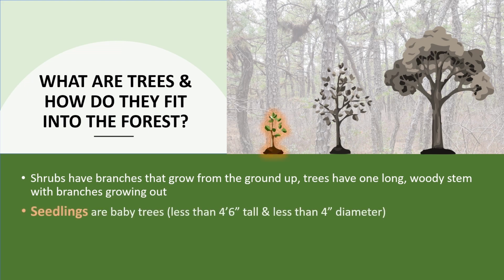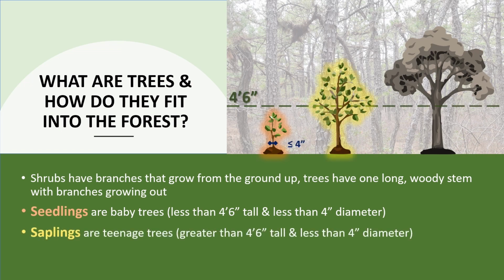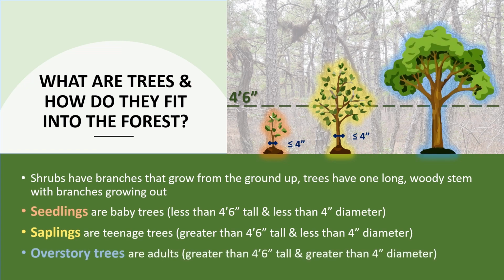Seedlings are newborn or baby trees. These trees are less than 4.5 feet tall and smaller than 4 inches in diameter. Saplings are the tree teenagers. They're at least 4.5 feet tall, but still smaller than 4 inches in diameter. And last but not least, when a stem grows taller than 4.5 feet and greater than 4 inches in diameter, we can classify it as an overstory tree. It's important to be able to distinguish these different size classes from each other because collecting data from each group can tell us very different things about the forest.